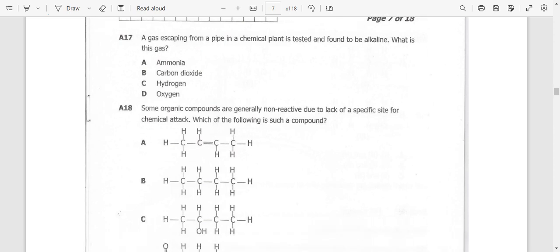Yes. 17. A gas escaping from a pipe in a chemical plant is tested and found to be alkaline. What is this gas? So of these gases, which one is alkaline? You know an alkali?